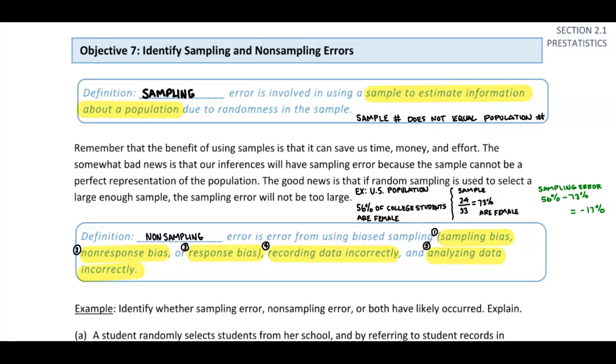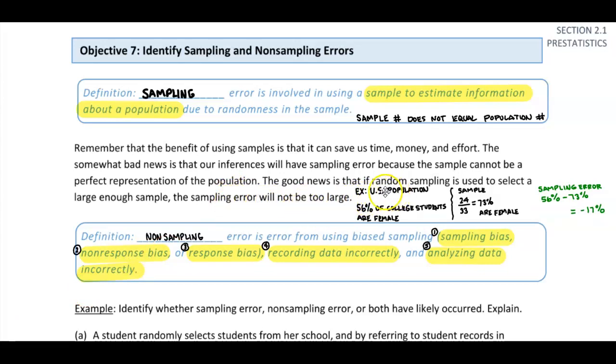The somewhat bad news is that our inferences will have sampling error because a sample cannot be a perfect representation of the population. The good news is that if random sampling is used to select a large enough sample, sampling error will not be too large.